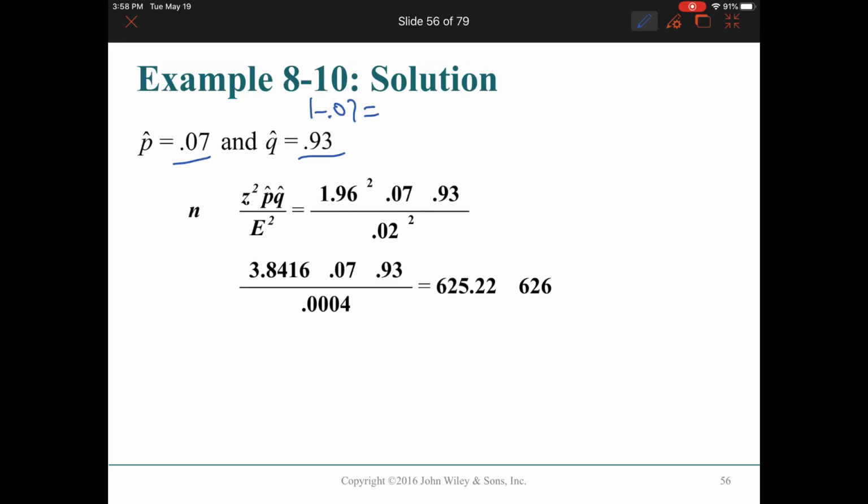So P is down to 0.07 as we mentioned before, and Q, very easy to find. 1 minus 0.07 is 0.93. And you might think, oh, that number's bigger, but it's the 0.07 that matters. So make sure you multiply all those numbers together, and then you get, there's an extra step there. And now we're at only 625.22. Yes, we do round up to 626, but compare versus 2401. It's about a fourth.